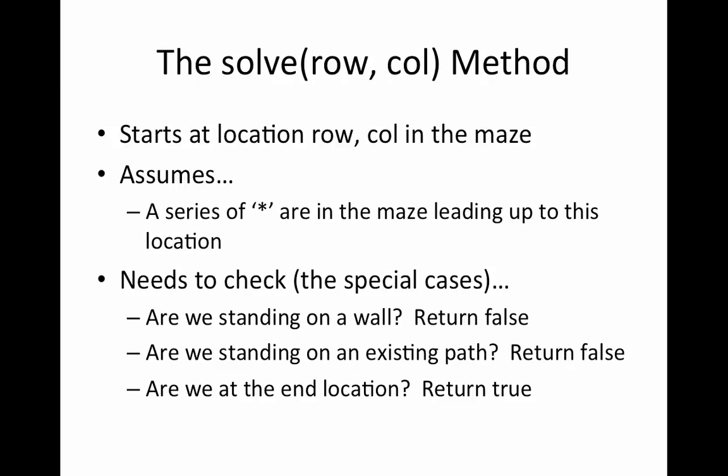Before we talk about the base case and the recursive case, we will first check the special cases, which are: are we standing on a wall? Are we on an existing path that we should not investigate? Are we at the end location, which is the only happy event, the only event in which we should return true? In the previous two cases, we're just returning false.